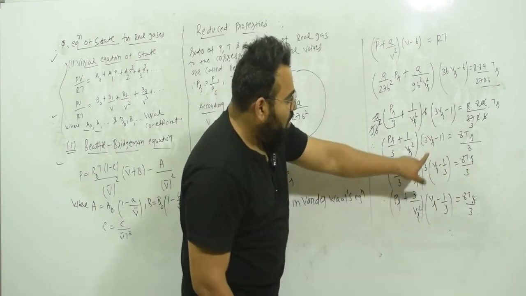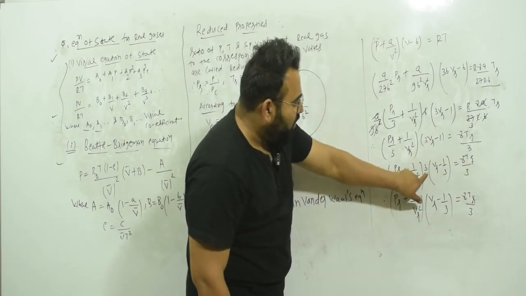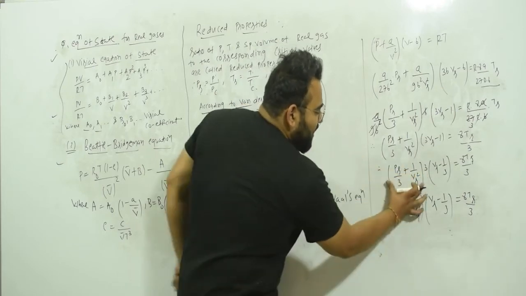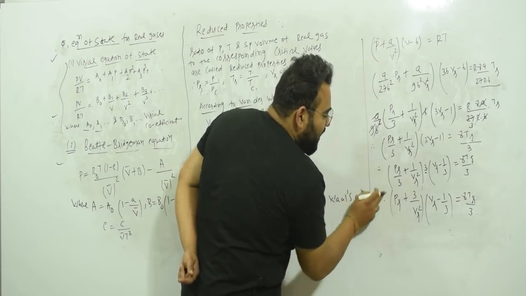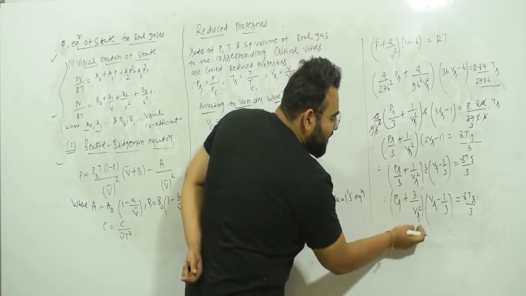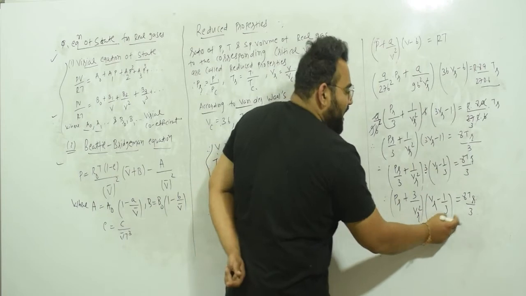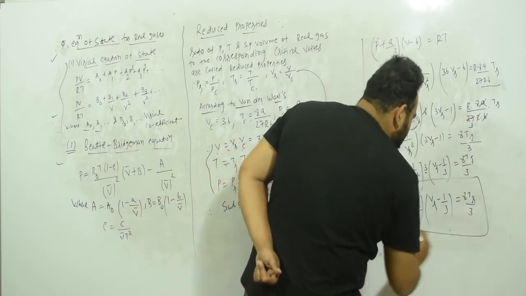Now whatever the 3 I have taken common over here, I'm going to multiply these 3 with these equations. So 3 will go inside. So it will be Pr plus 3 by Vr square, Vr minus 1 by 3 equal to 8Tr by 3. So this is called the reduced property.